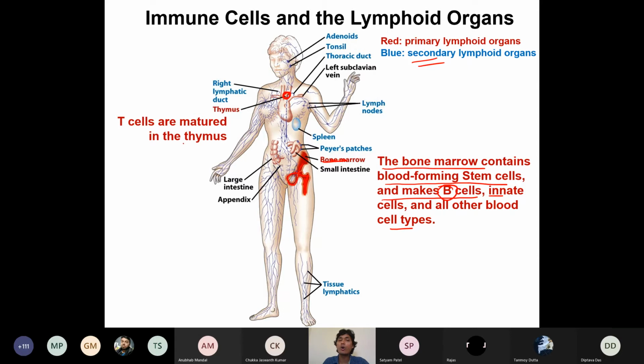T cells are also initially produced from bone marrow, but they are not functional. Those T cells will come to thymus, one small organ present here that is called thymus. This is also primary lymphoid organ because those immature T cells, they get mature in thymus, and now you have T cells and B cells, they can take part in our adaptive immune system.